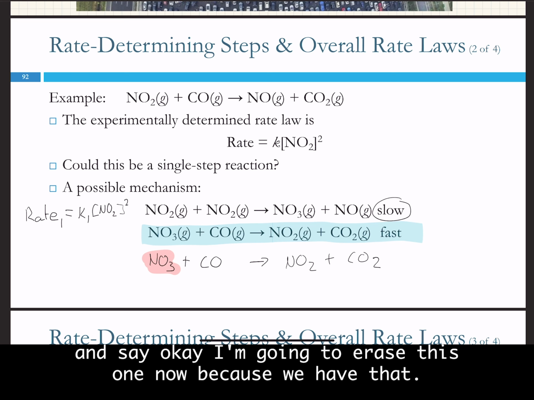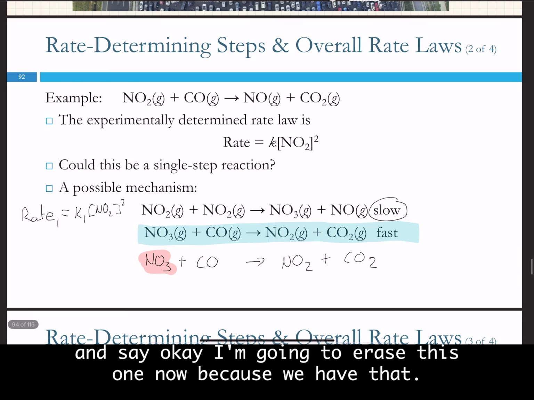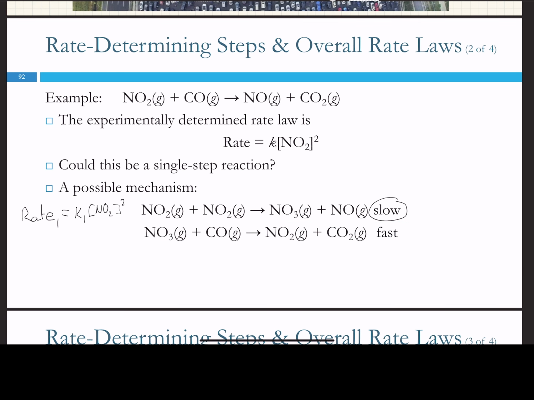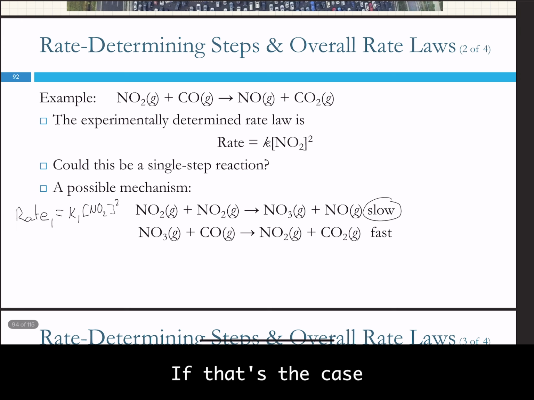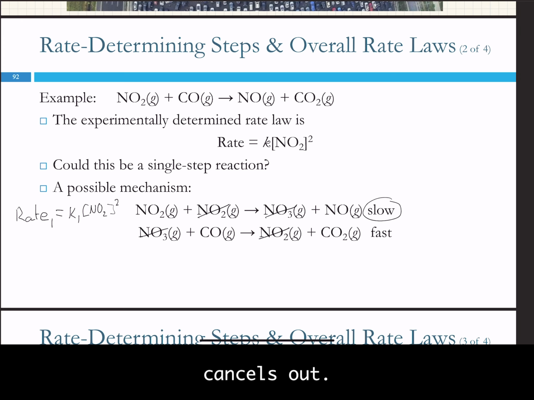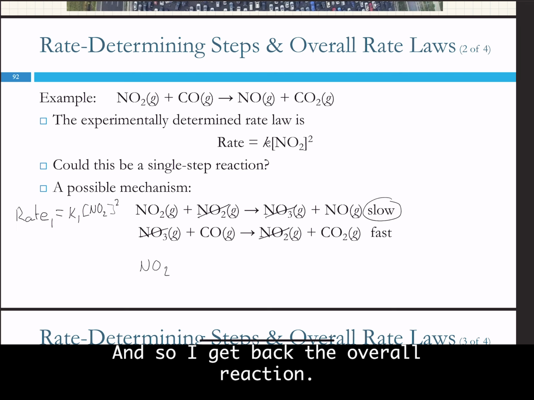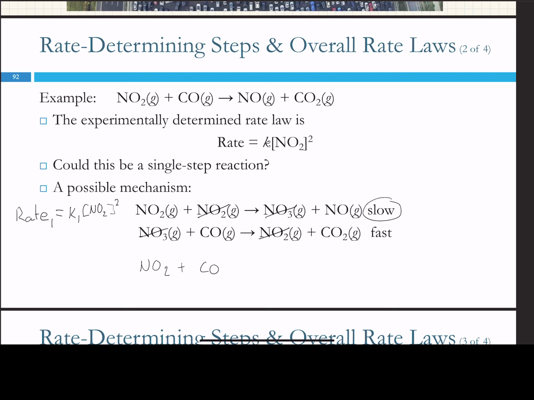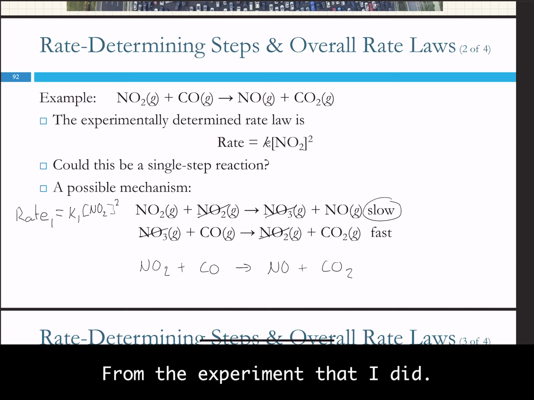And then we can look at these and say, okay, I want to erase this one now because we have that. If that's the case, nitrogen trioxide cancels out. One of my nitrogen dioxides cancels out. And so I get back the overall reaction that I expected from the experiment that I did.